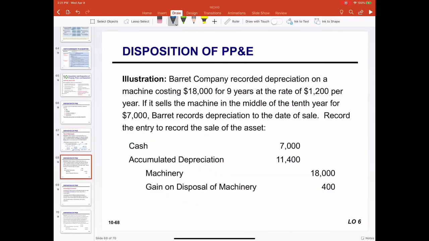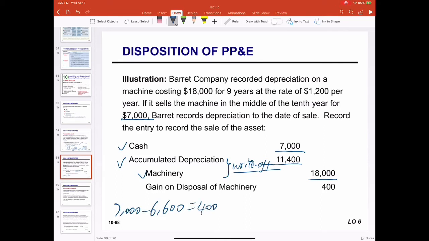Only when we have the book value up to date, then we can make the journal entry of the sales. As we know, the market value of this machine by the time it was sold was $7,000. This is also the amount the seller, the company, receives. So we debit cash 7,000. We know the book value of this machine is cost 18,000 and accumulated depreciation up to date is 11,400. So we credit the machine and debit accumulated depreciation. We write off the asset from the book. The net book value is 6,600. The fair value is 7,000. The difference is $400, and it is a gain. We credit gains.